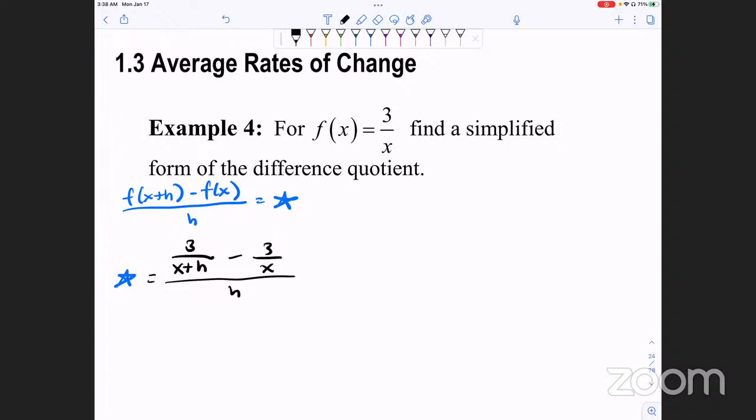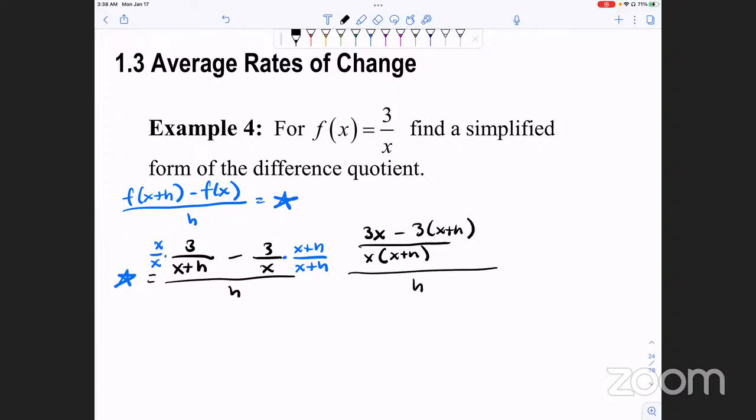So a common denominator is going to be x times x plus h, right? So then this first one, we have to multiply the top and the bottom by x. The second one, we have to multiply the top and the bottom by x plus h. Because again, we're just multiplying by 1 in this form so that we can get it into the form that we want, right? So then if we do this, the first one becomes 3x minus 3 times x plus h, okay?